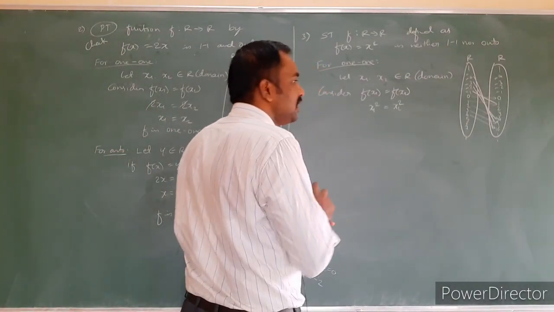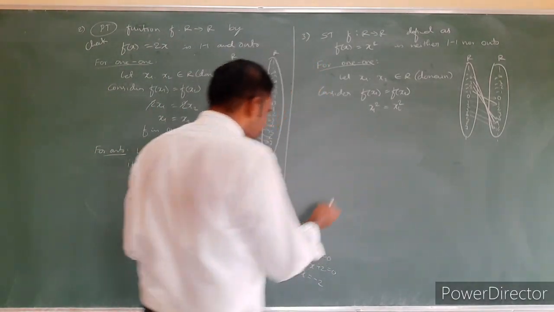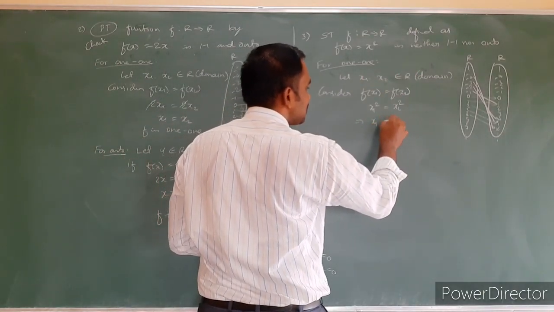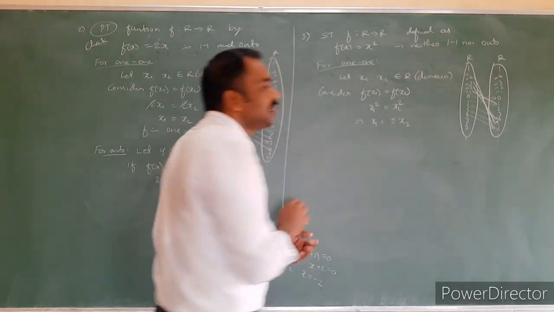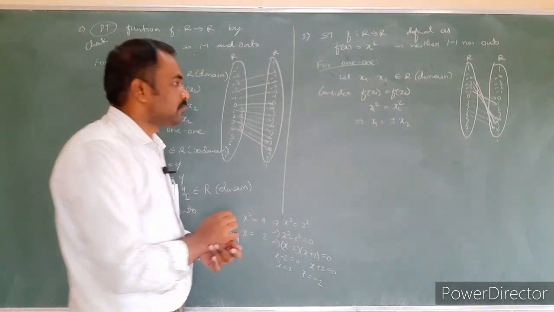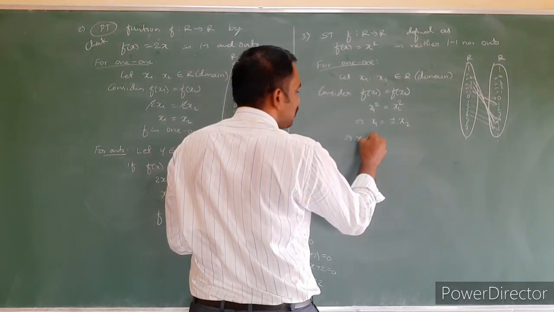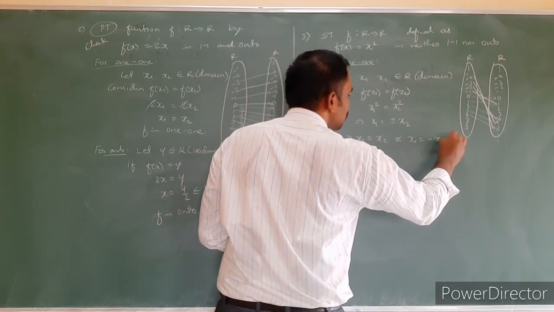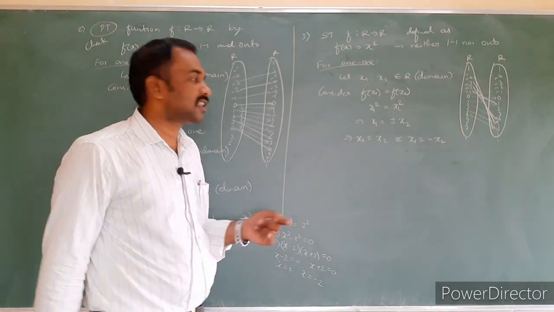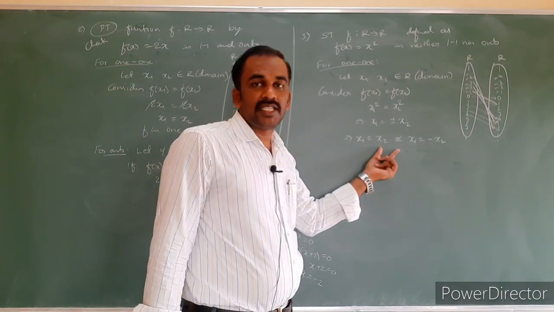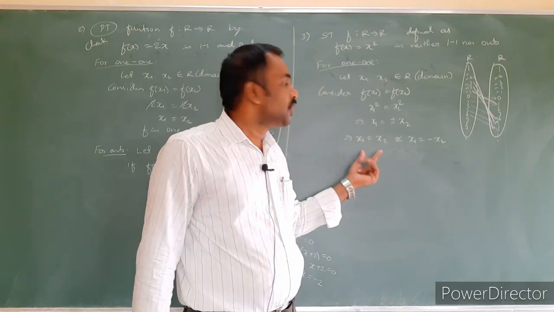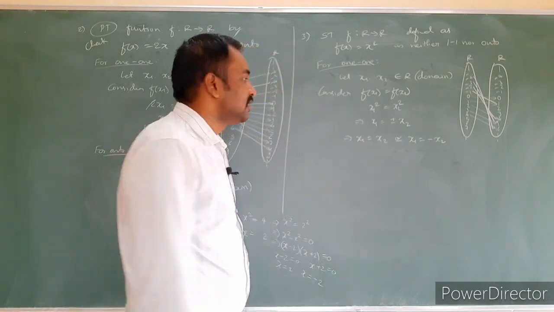Now here x1 square is equal to x2 square. According to this, x1 and x2 are real numbers. Directly I just write x1 is equal to plus or minus x2. From this we get x1 is equal to x2 or x1 is equal to minus x2. Both possibilities are there. Simultaneously, in a single situation taking two different values, we cannot say that it is not possible.